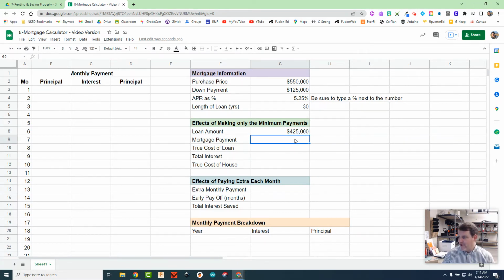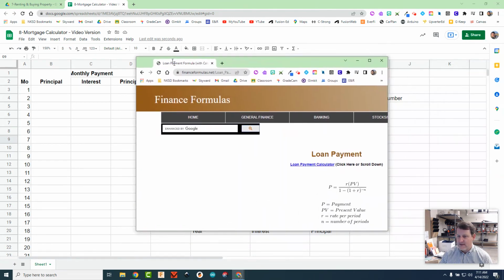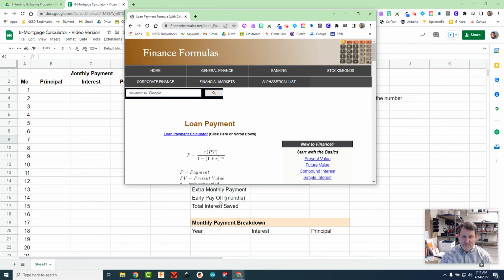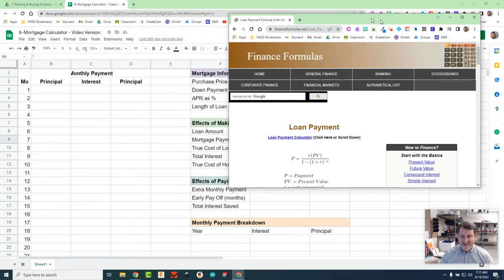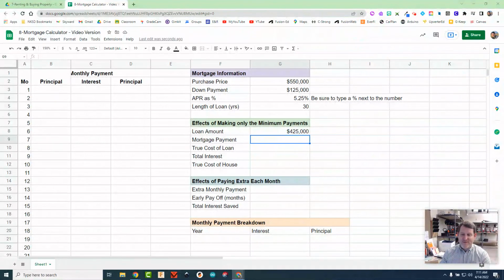Mortgage payment. This calculation is complex. Let me show you what the formula looks like. It is this formula right here. So basically the payment is equal to the monthly interest rate times the amount you owe on the loan, PV is present value, all divided by 1 minus the quantity 1 plus the monthly interest rate to the negative number of payments power. So if you're like, what? That formula is outside the scope of this class. So what I'll do is help you build that real quick.